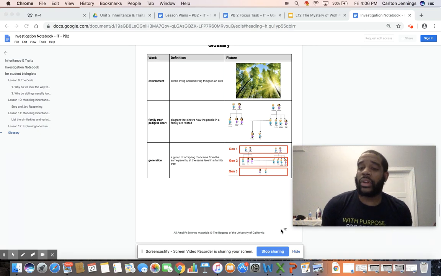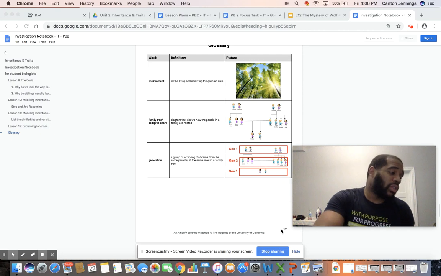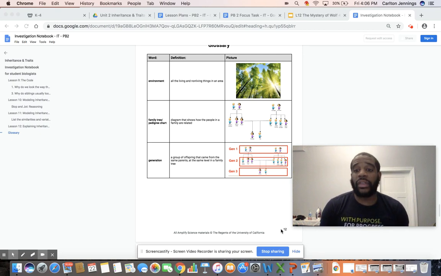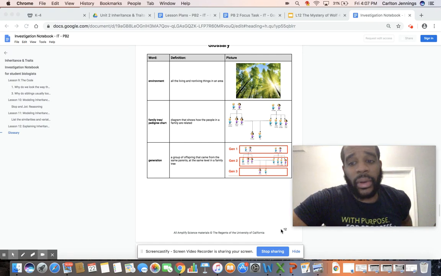So, in this lesson, we're going to start off with our vocabulary words. And in this lesson, we're going to use our knowledge of inheritance to evaluate family models of inheritance. We're going to be looking at Wolf 44 and figuring out why Wolf 44 is a lighter colored wolf than the other wolves in the Elk Mountain pack. We're going to answer one of our big questions, which is why was that Wolf 44 different from the other wolves?